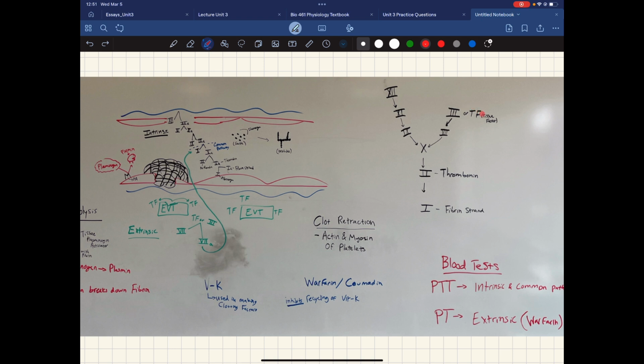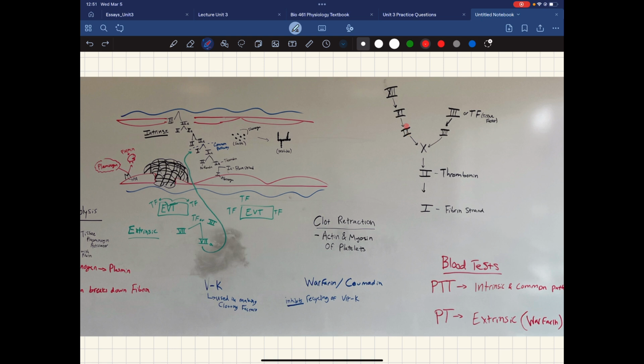The extrinsic pathway is a lot shorter. It's a quicker response. We start out with 3, the tissue factor, and then we go to 7, which then activates 10, the common pathway. The way to remember this one is 3 is the tissue factor, 3 plus 7 equals 10. So remember, we have 3 and 7 over here.